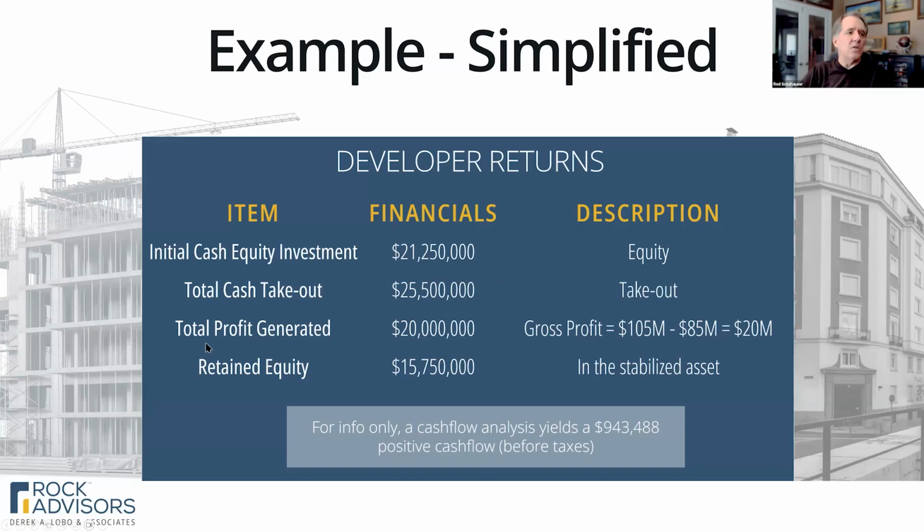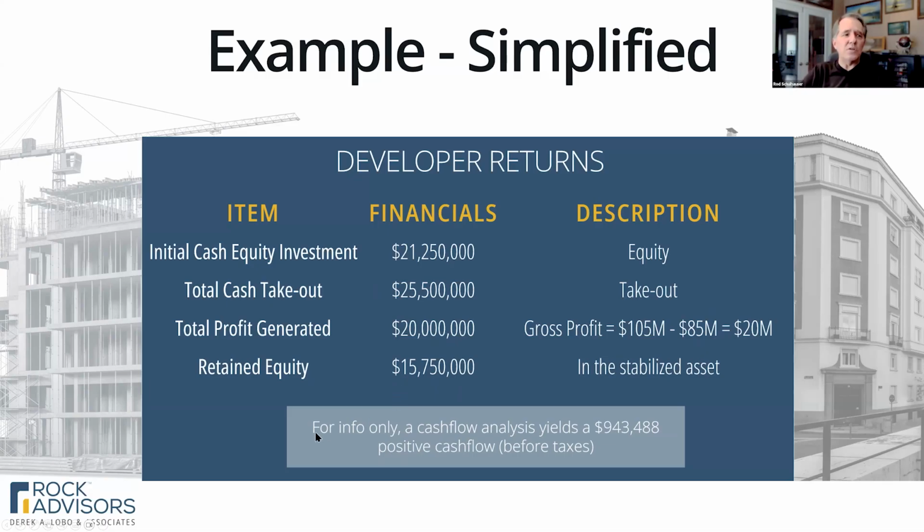Here it is. The total profit generated was the difference of, this is gross profit, by the way, 105 million, that value of the building versus the initial value of the building. That's how we got 20. And we already talked about the retained equity. Now, these are all four discretely different measurements.